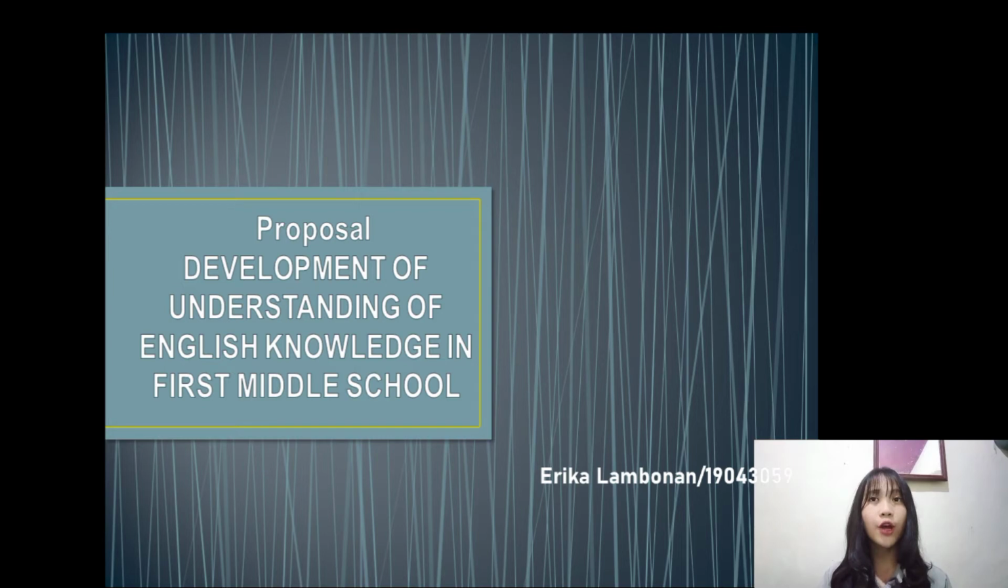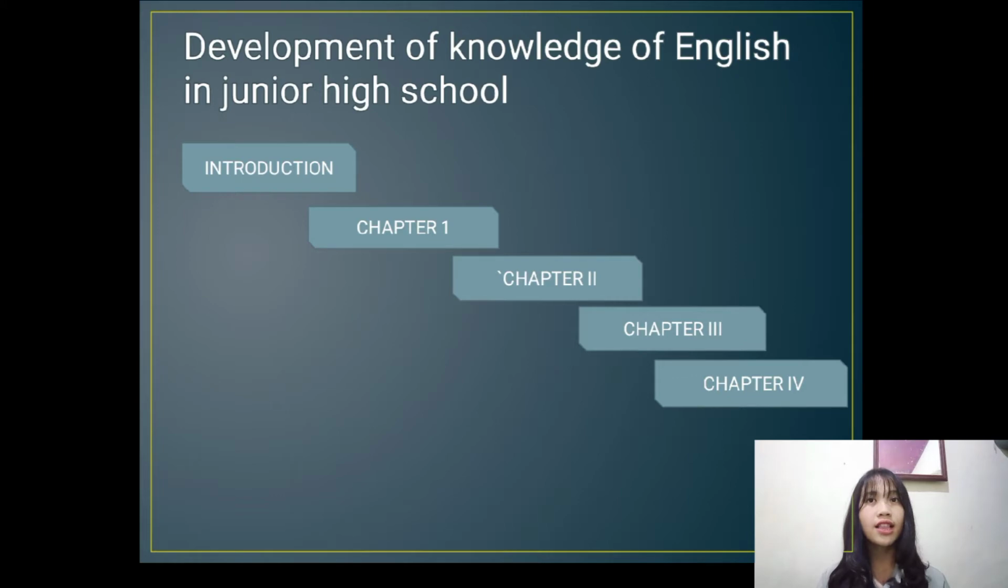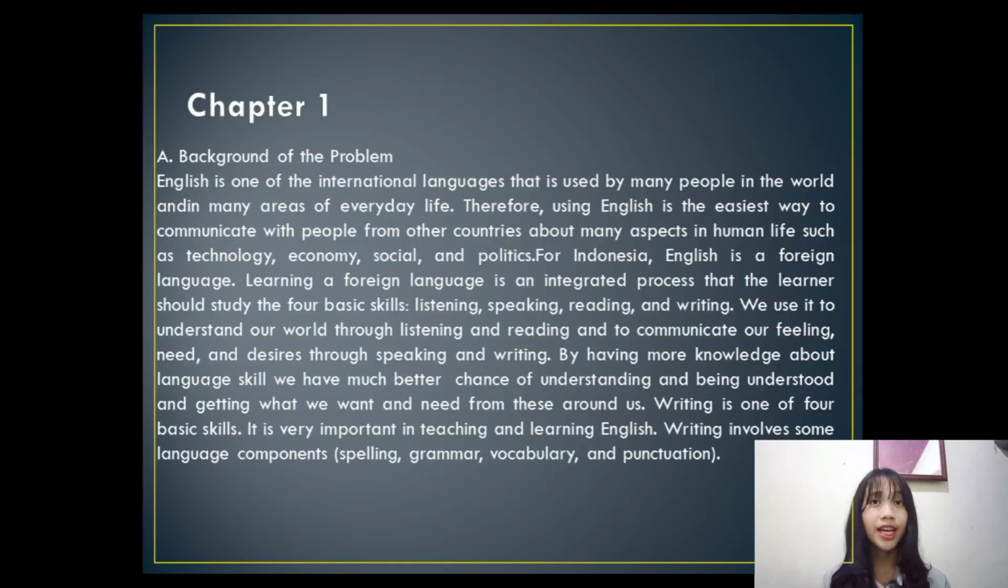On this occasion, I will present a proposal with the title Development of Understanding of English Knowledge in First Middle School. In the proposal, Development of Knowledge of English in Junior High School, we will discuss several parts. Namely, there are 4 chapters that we will study, and now we enter the first part or chapter 1. Chapter 1, Background of the Problem.